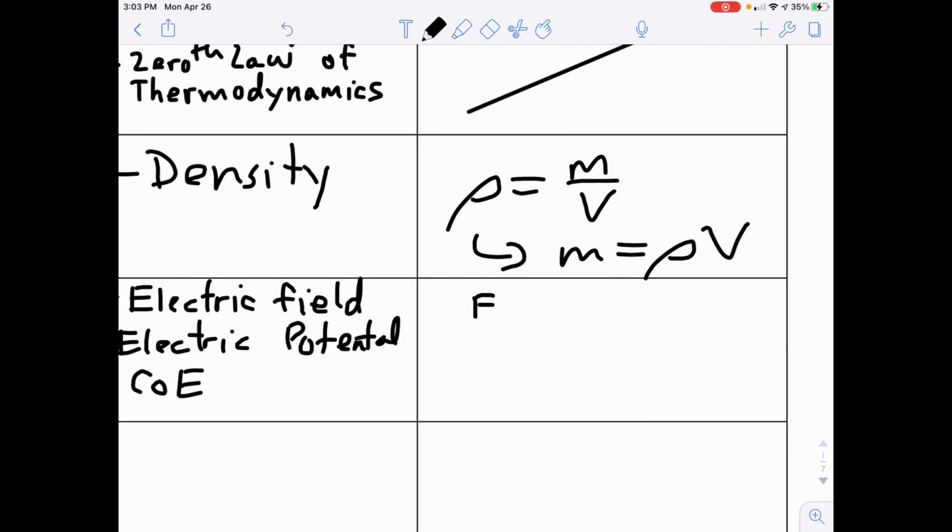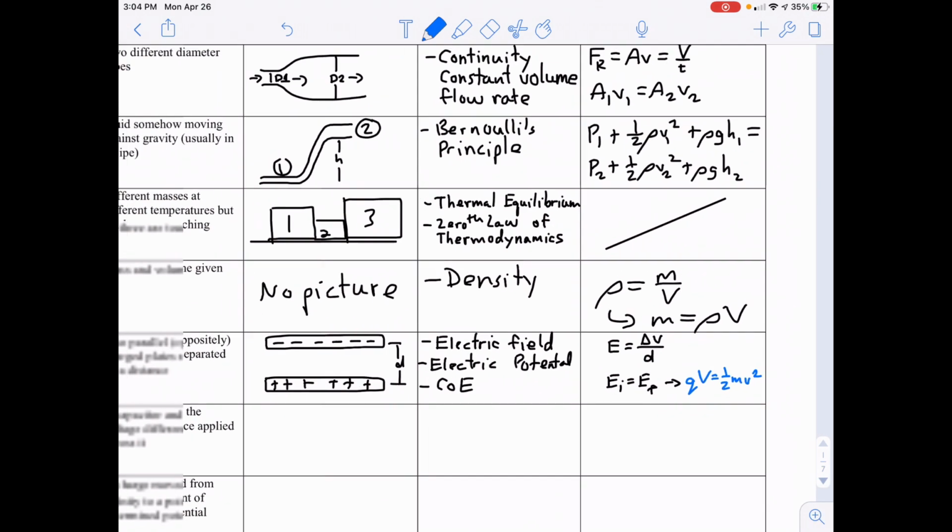And so we could either use the equation, the potential difference divided by the distance, which satisfies the connection between electric field and electric potential, and conservation of energy, in which case energy initial equals energy final. And that usually would end up being something like electric potential energy, charge times voltage, equals 1/2 times mass times little velocity squared.